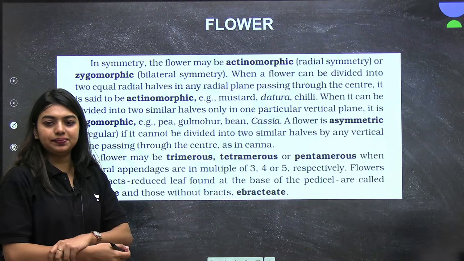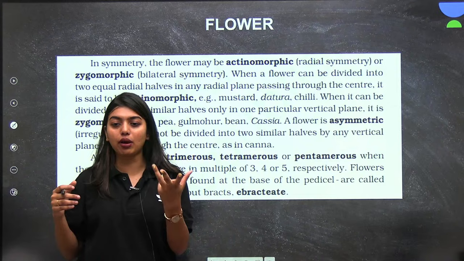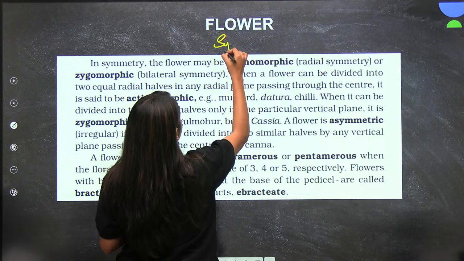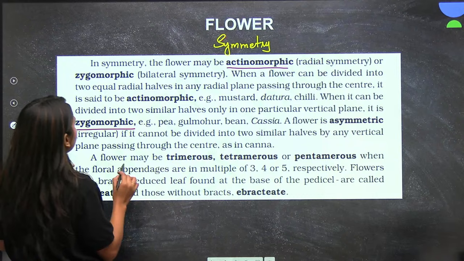Okay. So, students, we understood inflorescence. Now we are going to study the symmetry of a flower. Depending on the symmetry, the flower can be divided into actinomorphic, zygomorphic and asymmetrical. Clear to all of you?